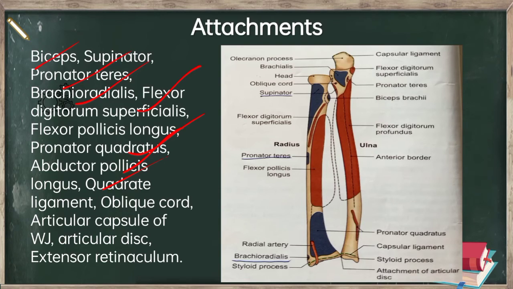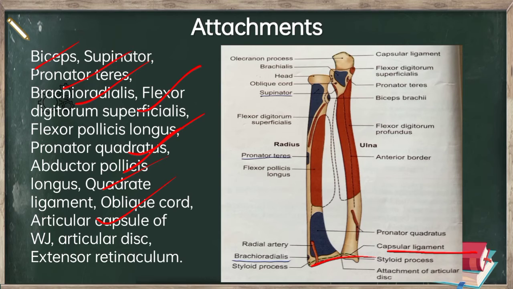Moving further to articular capsule of wrist joint. So it is attached to the anterior and posterior margin of the inferior articular surface. Anterior and posterior margin of the inferior articular surface. So as you can see over here, this is capsular ligament of wrist joint.